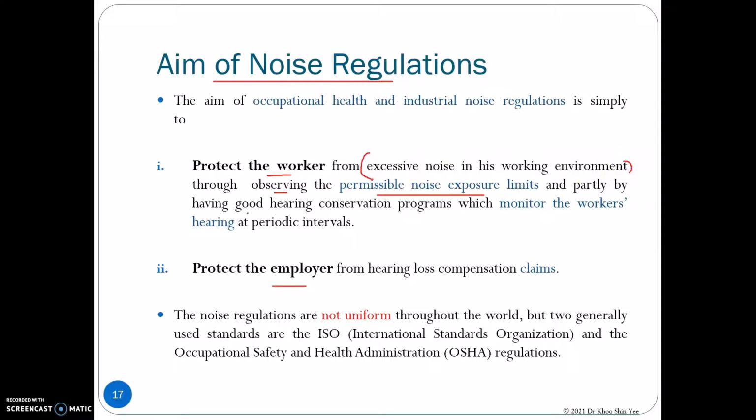In some sectors, such as the oil and gas sector, the worker is required to join good hearing conservation programs that keep monitoring the workers' hearing. If the employers follow the noise regulation, this will protect them from hearing loss compensation claims. The noise regulations are not uniform throughout the world, but two generally used standards are the ISO and the OSHA regulation.